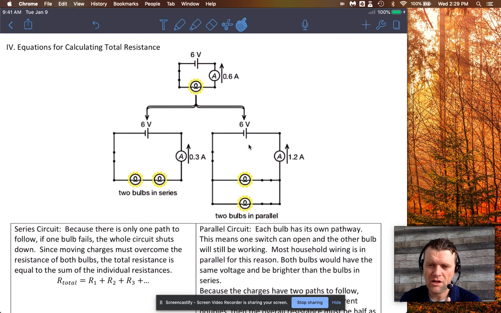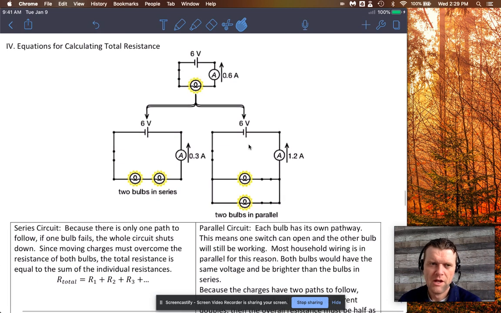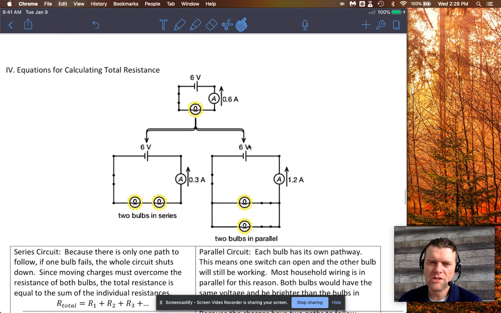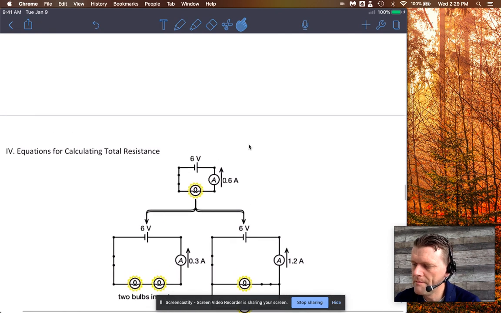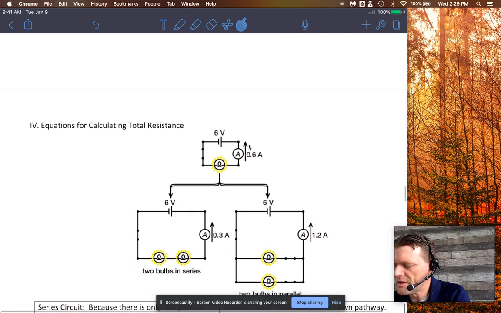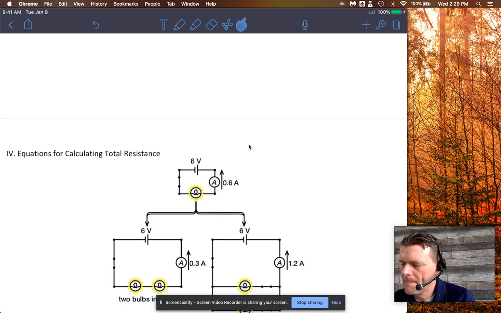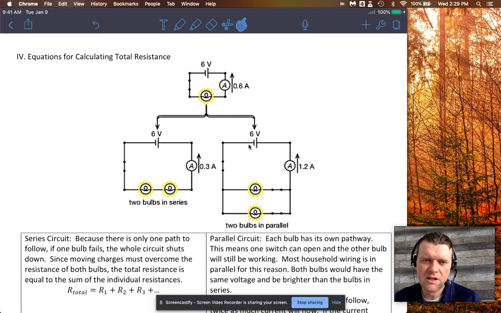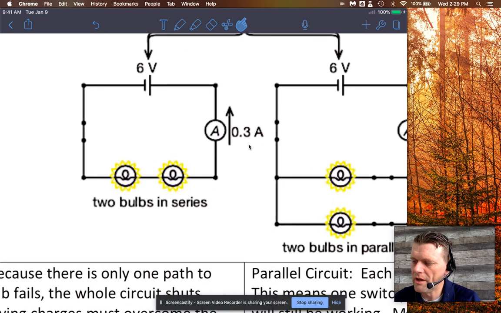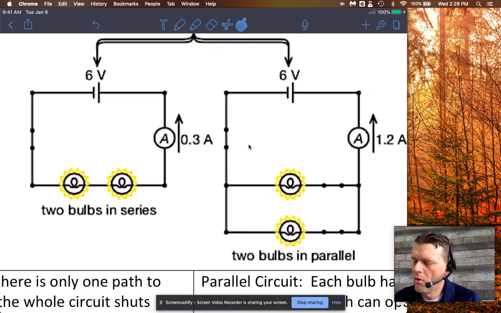So that was just calculating voltage. Let's look at resistance. What it's showing you here is a simple circuit to start with: 6 volts available, 0.6 amps of current, and 1 light bulb. And it's asking, what if we make it a little more complicated, and instead of having 1 light bulb, we have two light bulbs in series, or we can put 2 light bulbs in parallel.